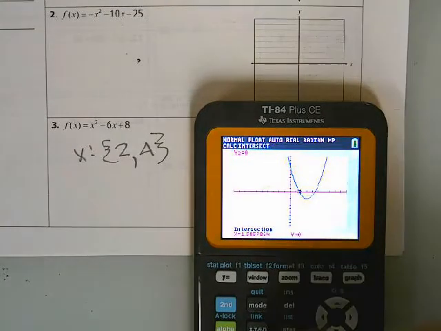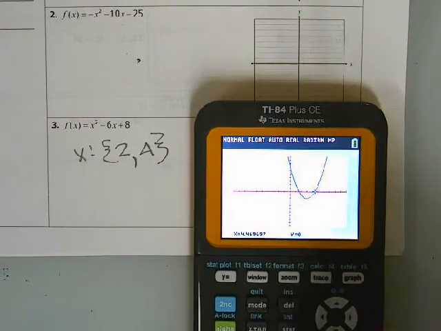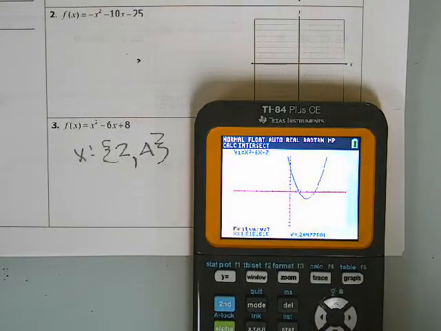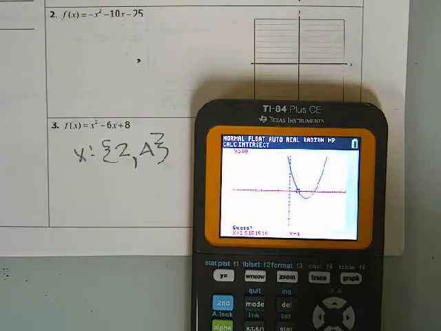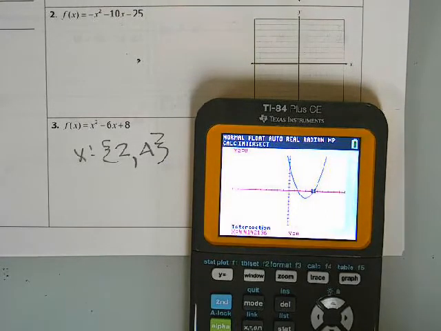Then you can do it again. If you move your cursor over to the other point, second, calculate 5, intersection, enter, enter, get your cursor as close as possible, enter, 4.4142136. Okay? So this will give you an approximate value.